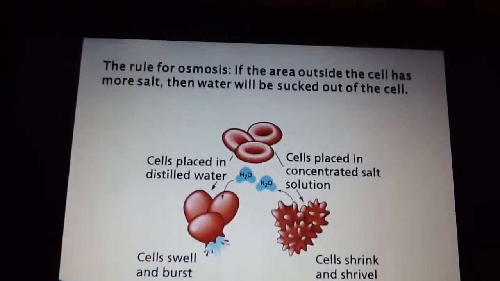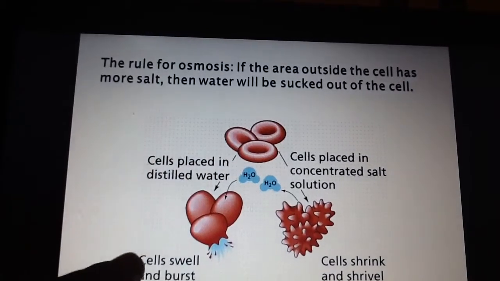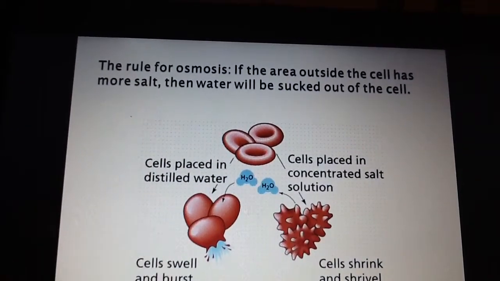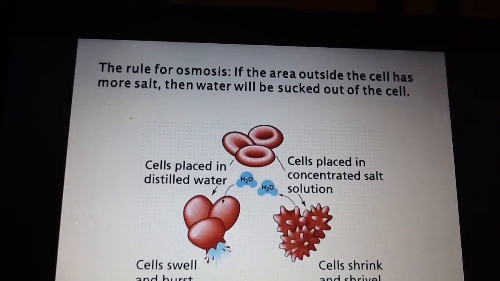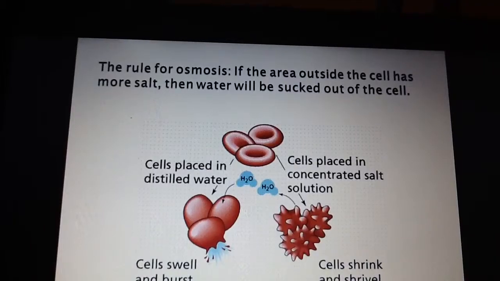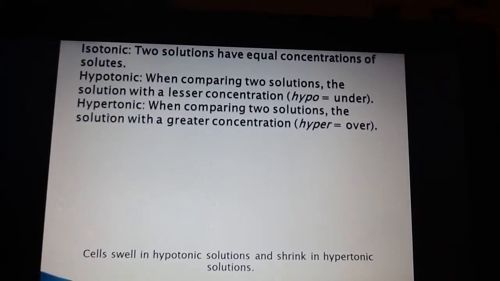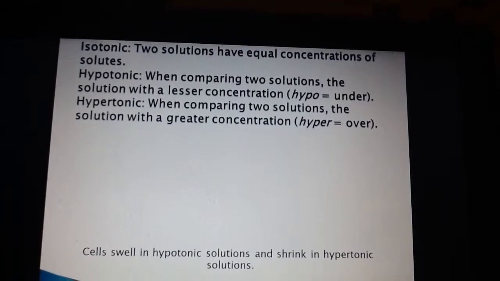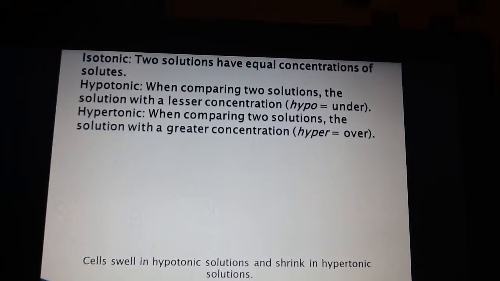As we can see, there is a regular cell. If it has too much salt, the cells will swell and burst. If it does not have enough salt, then they will shrink and shrivel. Alright, now we've reached the part of the osmosis lesson where it's going to require extensive note-taking and you really having to pay attention.